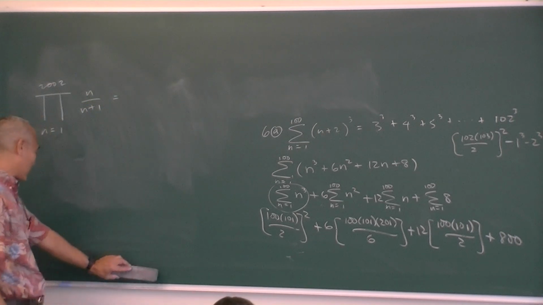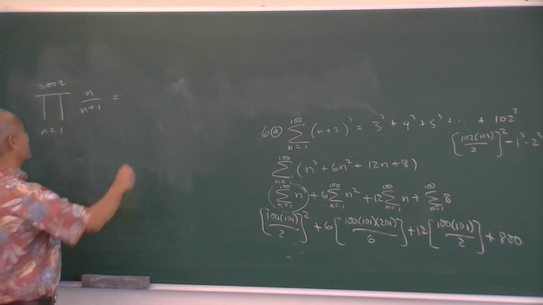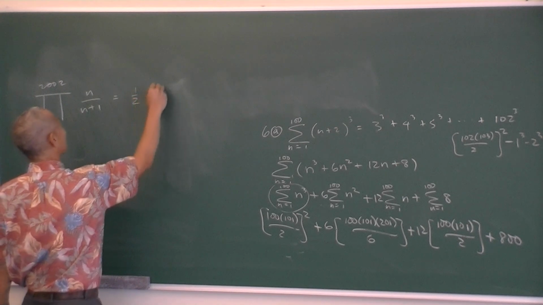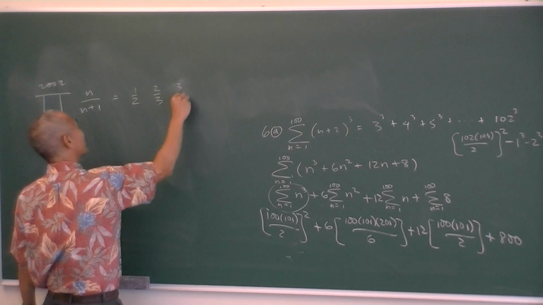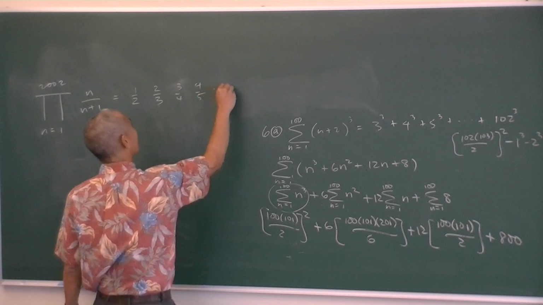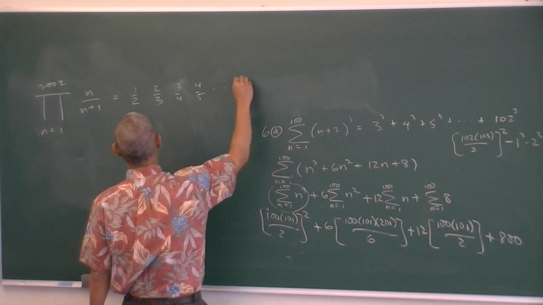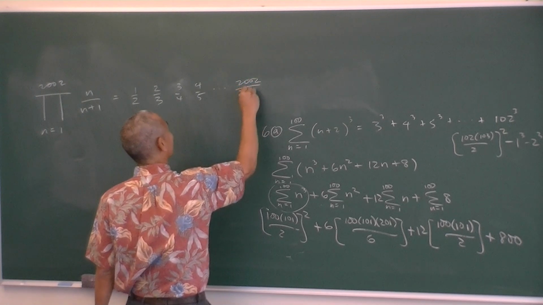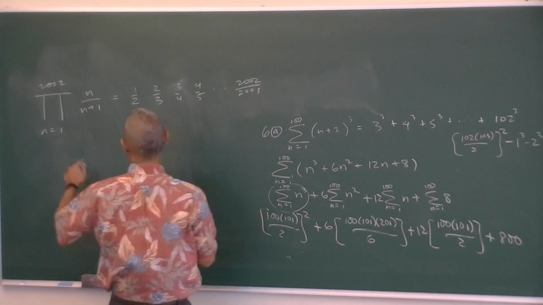Okay, so it's the same thing except different. What's the first number you plug in? 1. What happens when you plug in 1? You get a half. Then you plug in 2, you get 2/3. Then you plug in 3, you get 3/4. You plug in 4, you get 4/5. And you keep on doing this until you hit 2002. So you get 2002 over 2003, correct? Yes. But it's not a sigma.